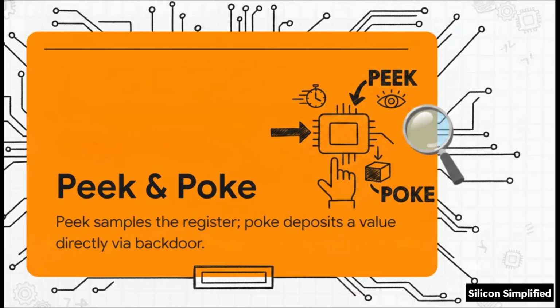When we're using that backdoor access, we rely on two very specific methods. Peek grabs the value instantly without causing any physical side effects, so it won't accidentally clear a read-to-clear register, and poke forcefully deposits a specific value right into the register. This is incredibly useful, honestly a real game changer, for setting up complex hardware states in zero simulation time before you kick off a specific test scenario.